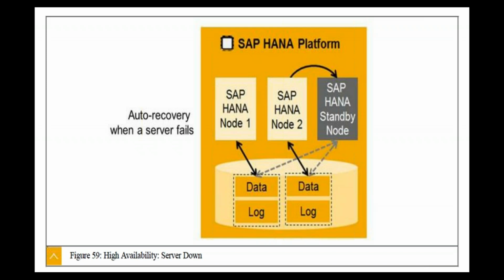So high availability when the server is down. Let's say there will be node 1, node 2, node 3, node 4. In that way, each node acts like a database. And if one node has become down, then immediately the standalone node will be activated and will take care of the load of that particular node. So if node 1 failed, that node's load will be taken by the standalone node.